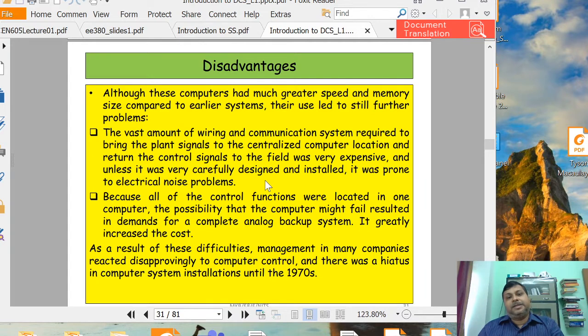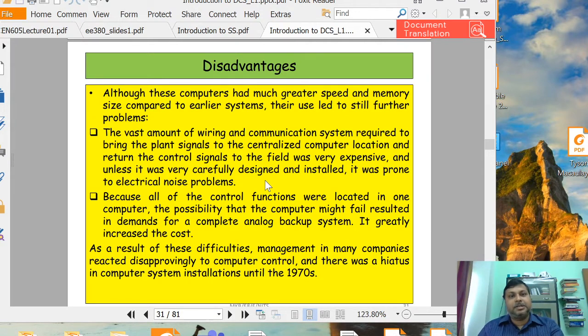If the central computer fails, then what will happen? The entire process will be shut down. To resolve this issue, you require a complete analog backup system, which means if the digital control system fails, you can switch to the analog control backup system. It greatly increases the cost. As a result of these difficulties, management in many companies reacted disapprovingly to computer control, and there was a hiatus in computer system installations until the 1970s.